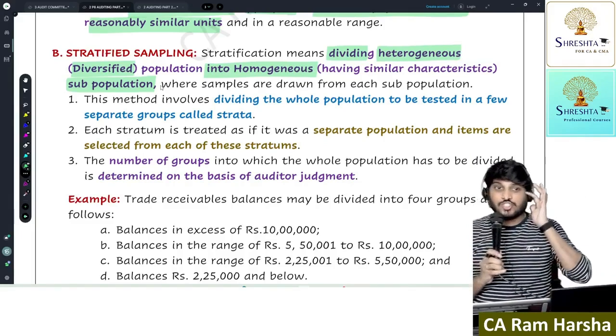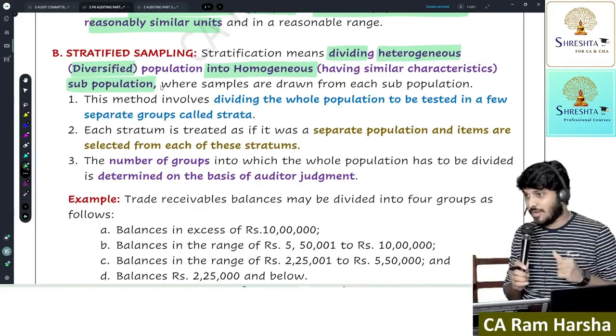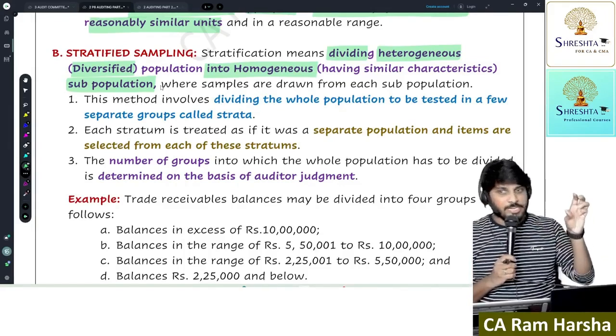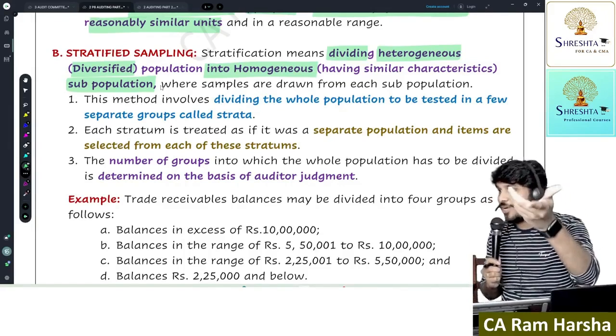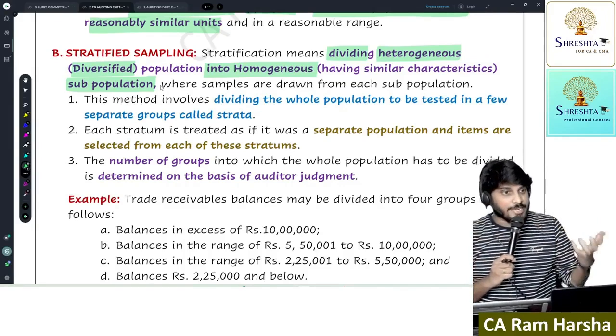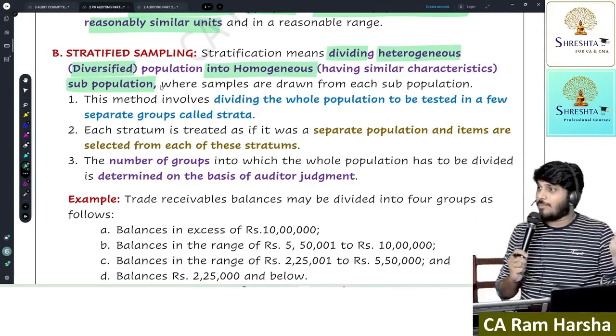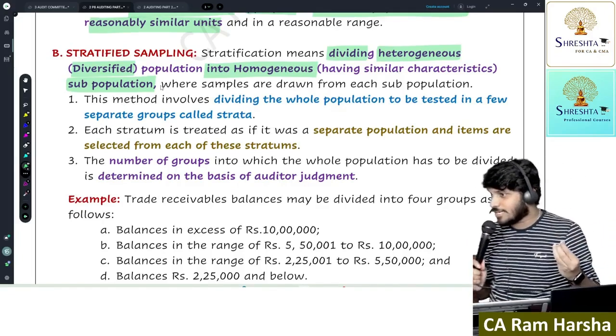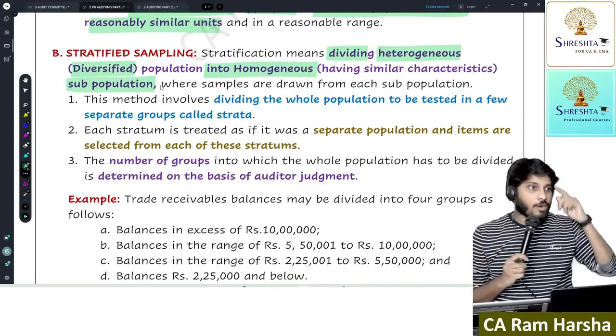Now how can we stratify? In our example, we stratified it based on monetary unit. It is called as monetary unit sampling. We stratified it based on monetary unit. So we call it as monetary unit sampling. Able to understand? Stratified sampling, another name is monetary.